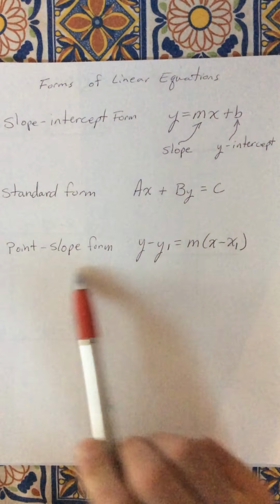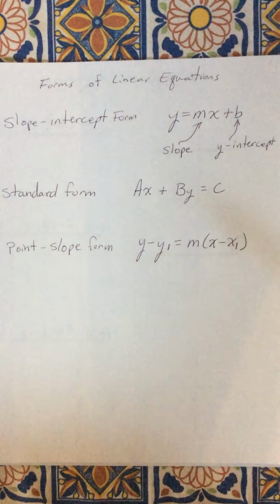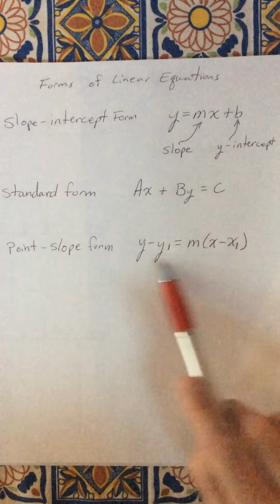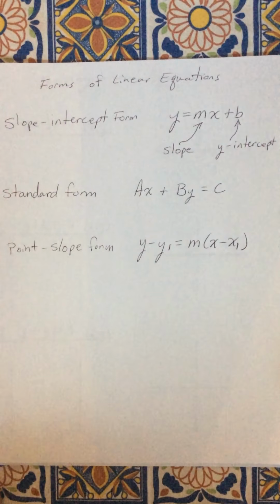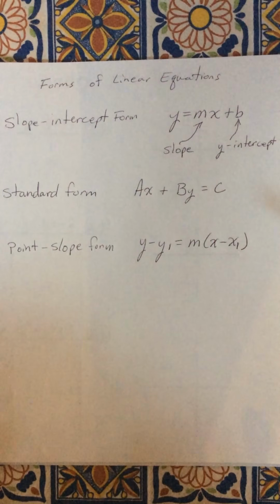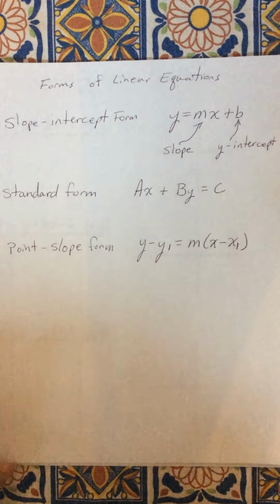And then the other way that you'll see linear equations is called point slope form. And we'll use a formula looking like this: y minus y1 equals m times the quantity x minus x1. So it looks a little complicated at first, but after we go over it, it won't be too bad.